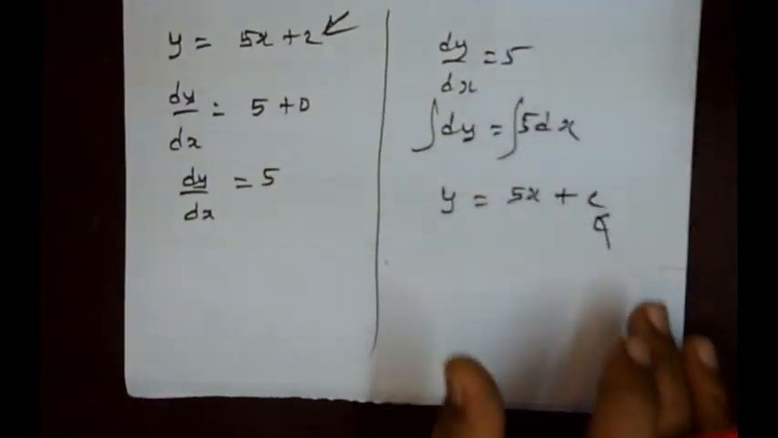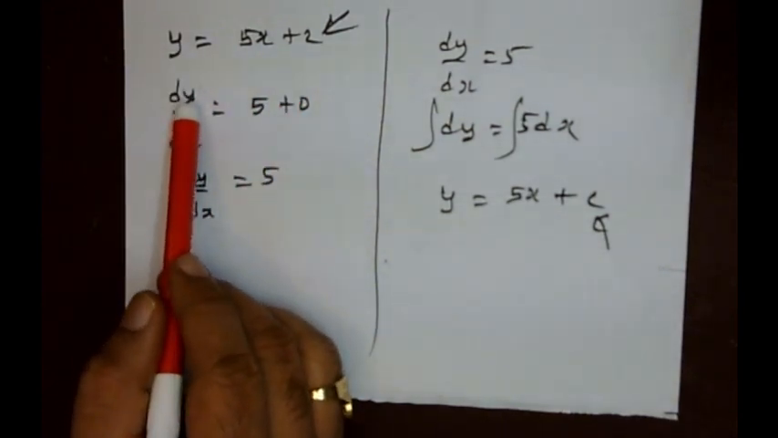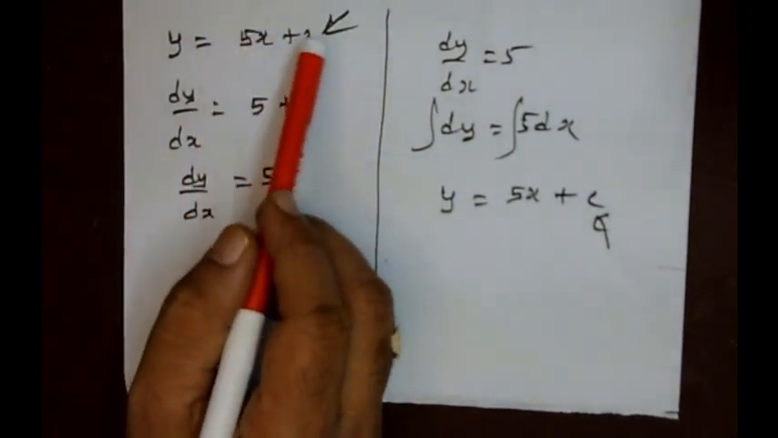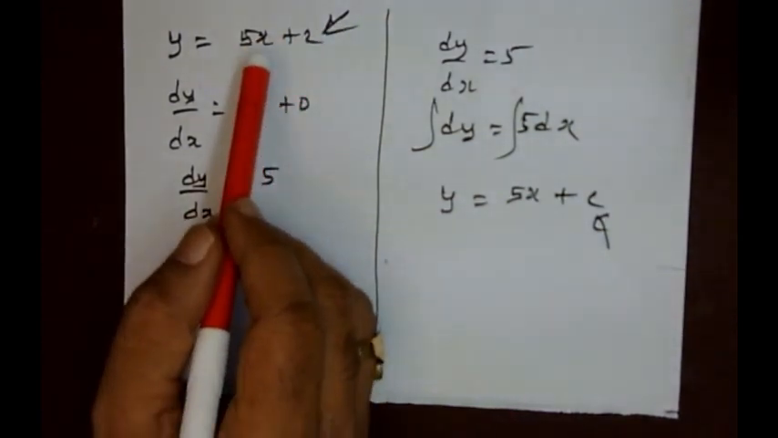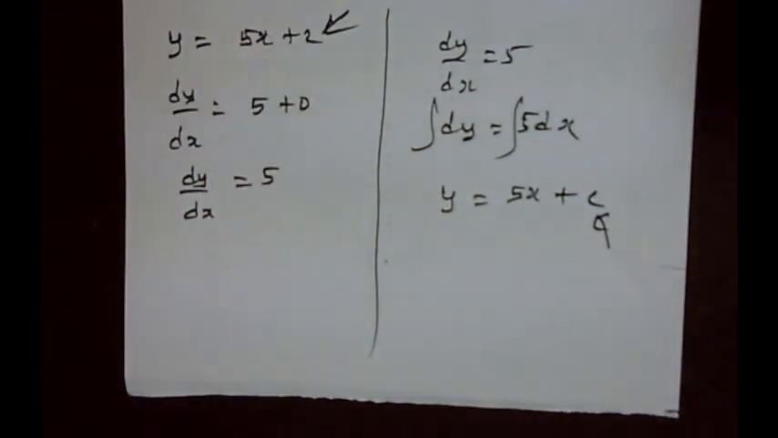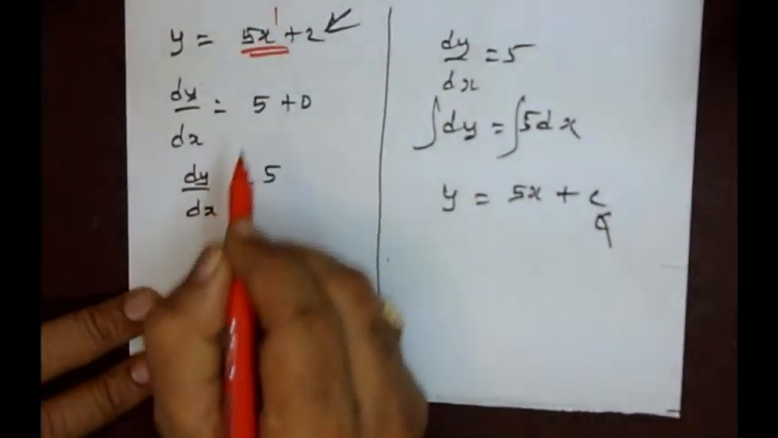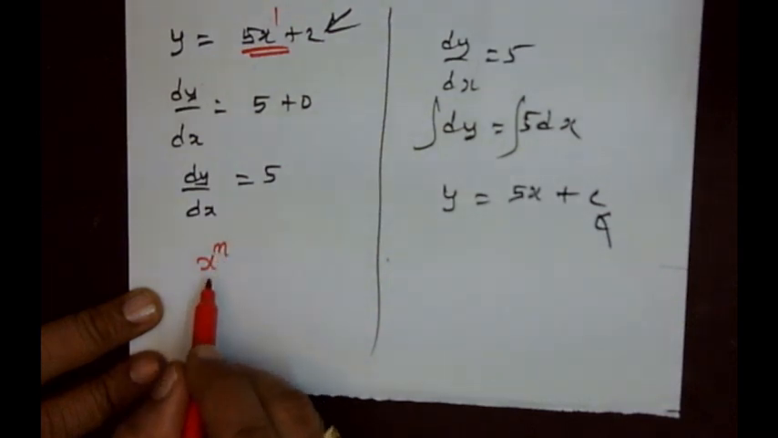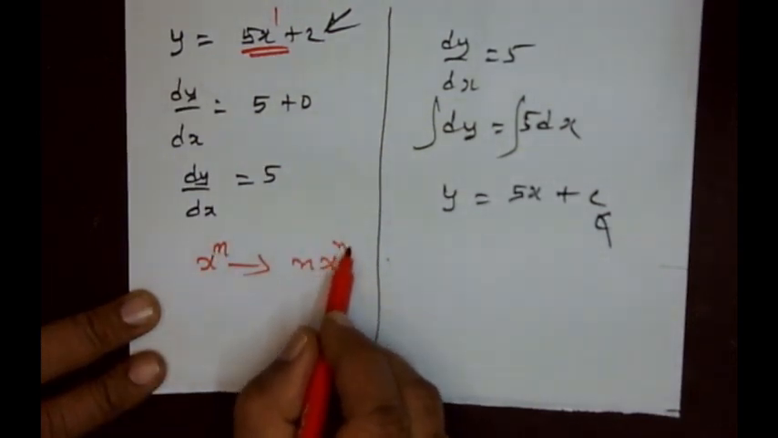Let us consider this problem. Here y is equal to 5x plus 2. On differentiation, dy by dx becomes 5, since the constant is eliminated. So what is the formula we adopt here as far as differentiation is concerned? Here this is x power 1, is it not? So x power n on differentiation gives n x power n minus 1.